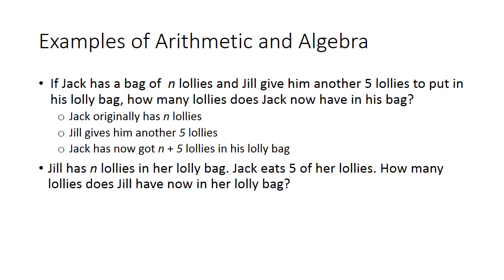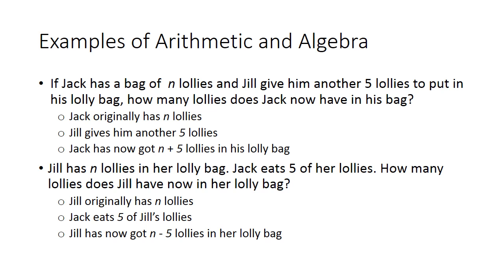Okay, Jill has N lollies in her lolly bag and Jack eats 5 of her lollies. How many lollies does Jill now have in her lolly bag? Okay, she started with N lollies. Jack eats 5 of her lollies. So now she's got N minus 5 because she started with N and she's got 5 less because Jack ate them. So she's got N minus 5, and that's the answer.